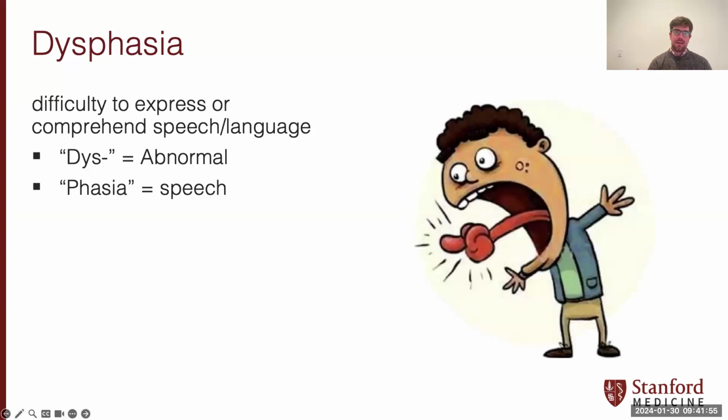Again, this is commonly seen in the setting of strokes to a certain part of the left brain that causes difficulty either producing words or understanding words. And then exactly what type of it is, we'll add more things in front of it to help us figure out what type of dysphagia it is.